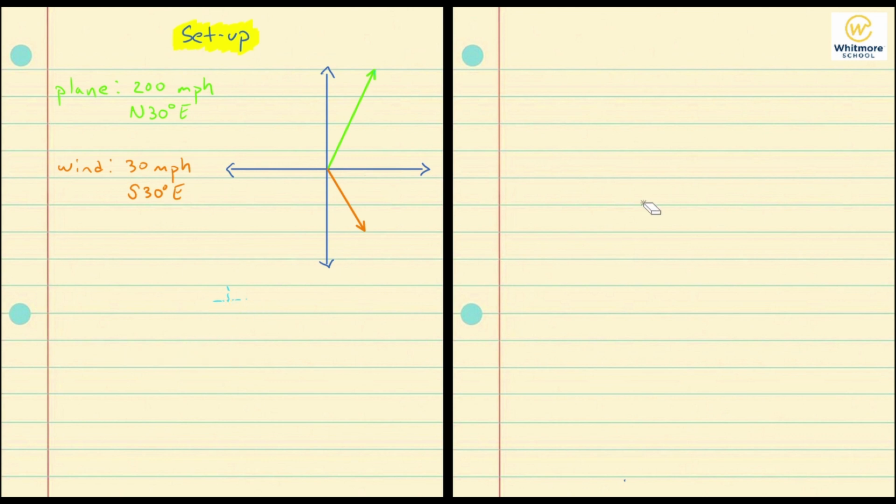So I like using vector components. And I'll show you how the vector components relate to the drawing that I have here in just a second. Let's go ahead and figure out what our components are. So if we're going to start with the plane, well, my x component is going to be equal to the magnitude, which is 200, times cosine, and then we have to figure out what the angle is going to be.